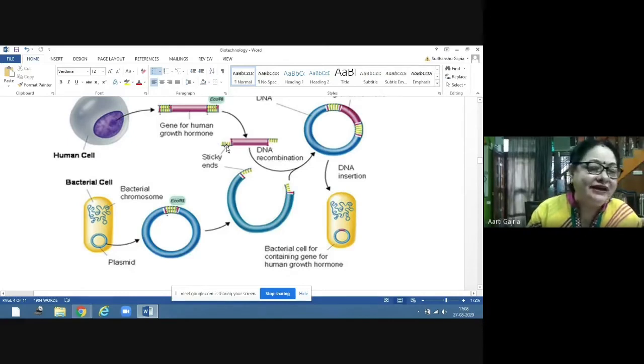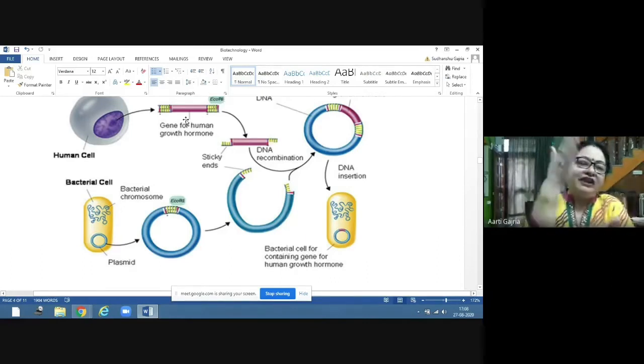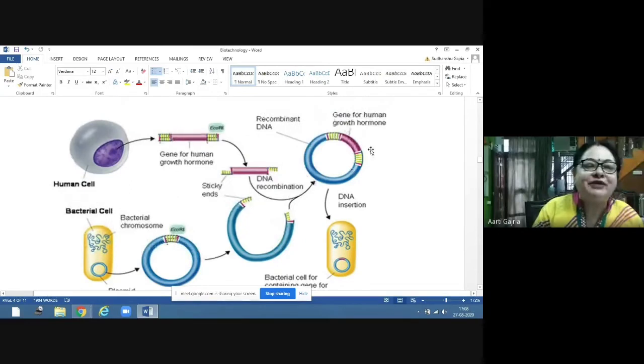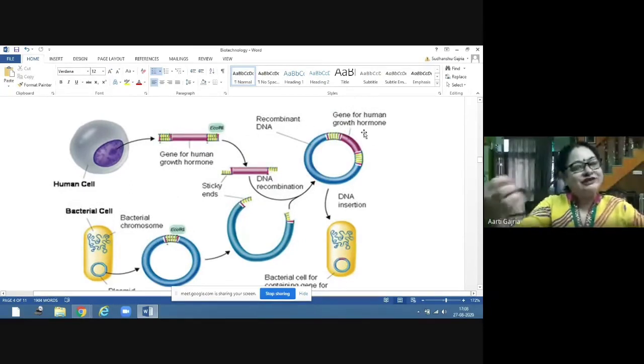Now this DNA is also having sticky ends after the function of this Eco R1, because Eco R1, when it is cutting, it is leaving the sticky ends. So this is having two sticky ends. This is also having two sticky ends. Now when this DNA will come here, these sticky ends will join and they will form this plasmid. Now this is the new plasmid, and this is recombinant DNA, because this is formed by the combination of genes.